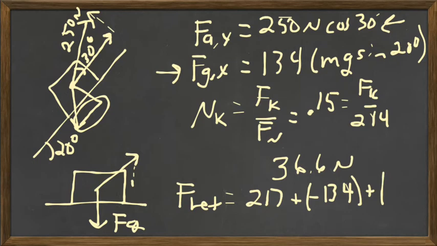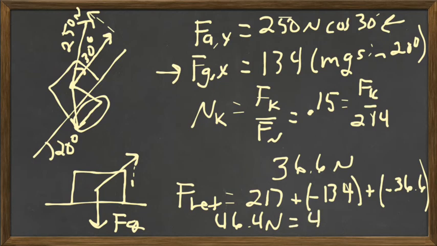And my force of friction, which we said was 36.6 newtons. But again, that's down the incline. That opposes the motion, so we give him a negative. My net force for this particular problem winds up being 46.4 newtons. Now, Newton's second law of motion says that 46.4 newtons is equal to the mass of the object, 40 kilograms, times acceleration.